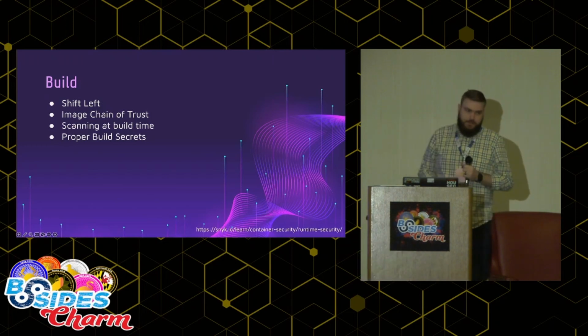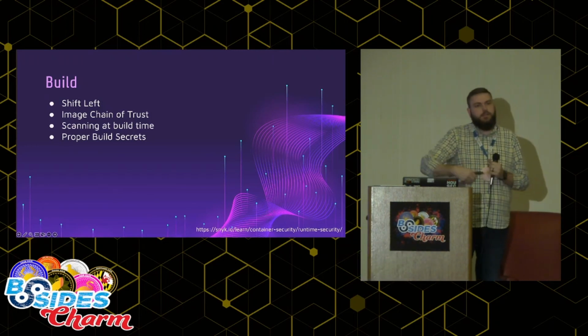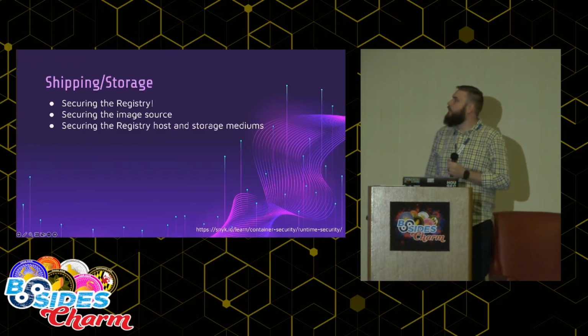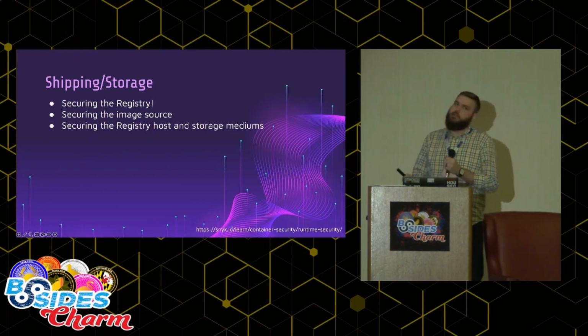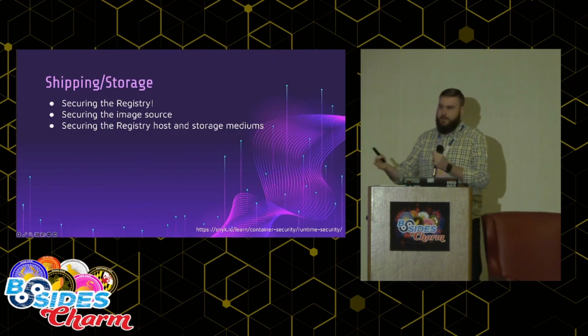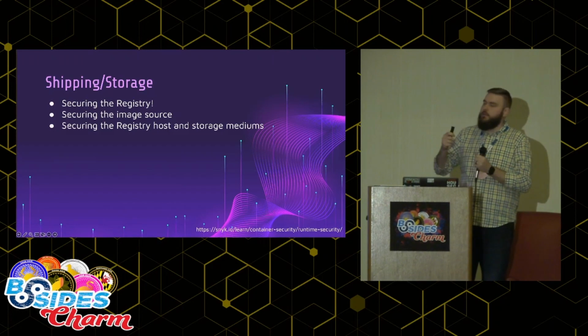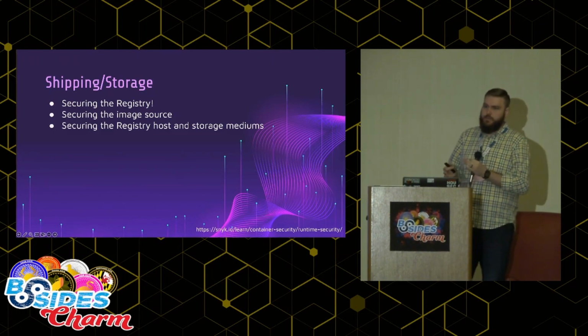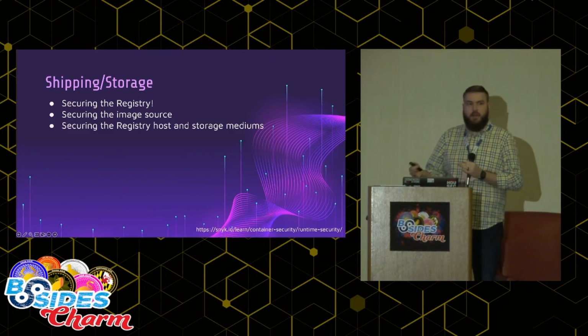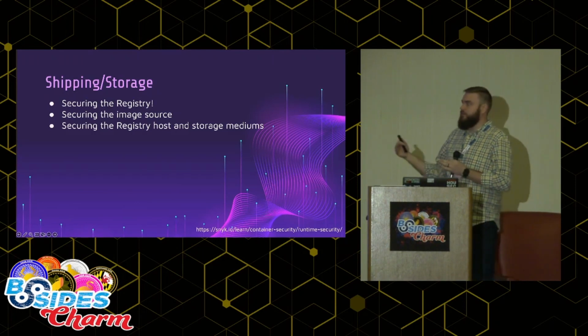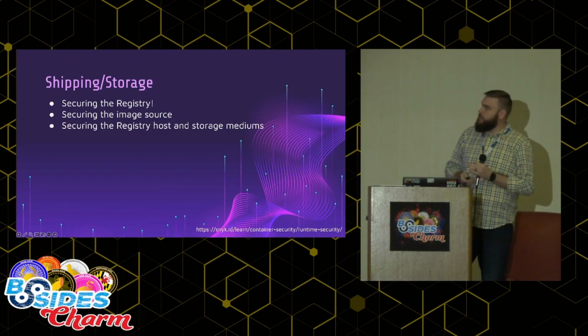And then using proper build secrets, mentioned that. Make sure you're injecting those, not hard coding those. And then shipping and storage, secure the registry. We talked about that. Palo Alto, Aqua, they've published some stuff on that. Please, please, please. It's just getting worse and worse. People spin up their own registries, or they use Docker and they just don't configure it properly. Have good RBAC controls. Secure your registry.